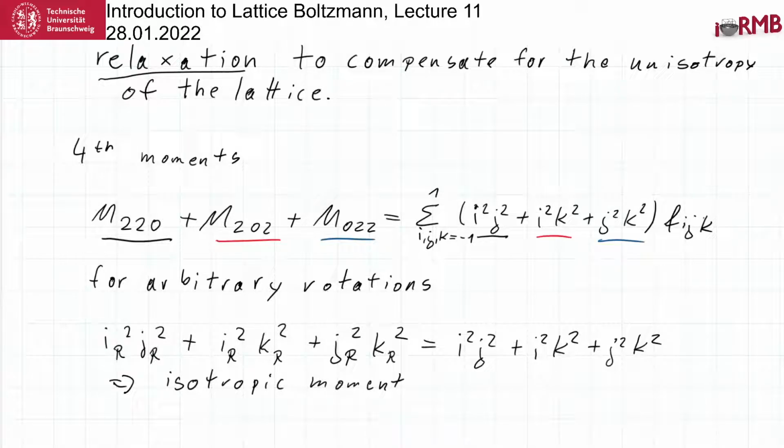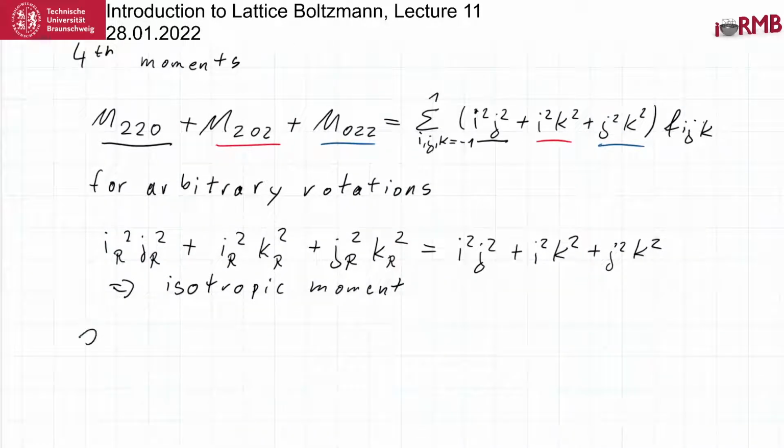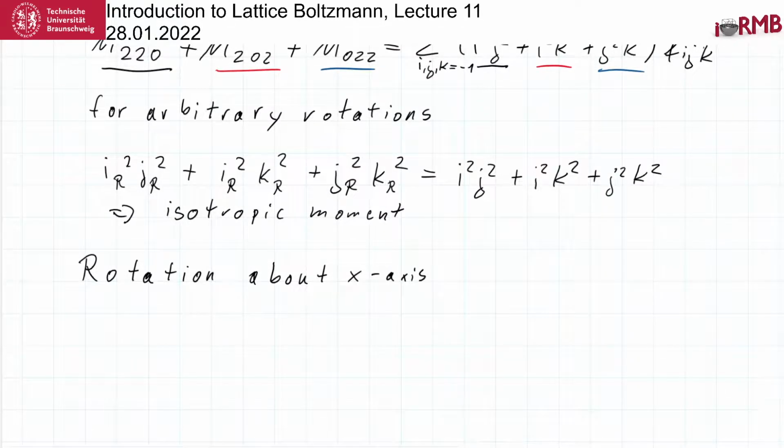So it belongs in a different group from the other non-isotropic first order moments. So we have a rotation now about the x-axis of ix square, jx square minus kx square. I hope you can identify to which moment this belongs.